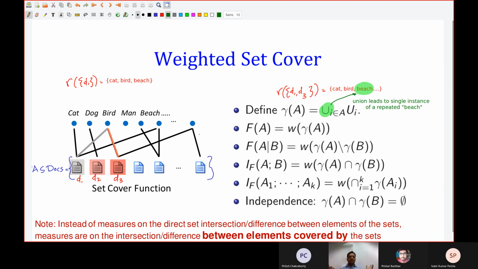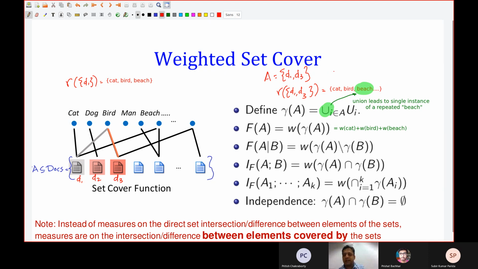Okay. So now what is f of A is the weight of all the elements covered. So for example, in this case, it will be the weight of say cat plus weight of bird plus weight of beach and so on. Correct? Weight of all the elements in that set. A given B. Okay, so now I think I should put a B. So all this was A. For this entire slide, let's say A is D1, D3, okay?